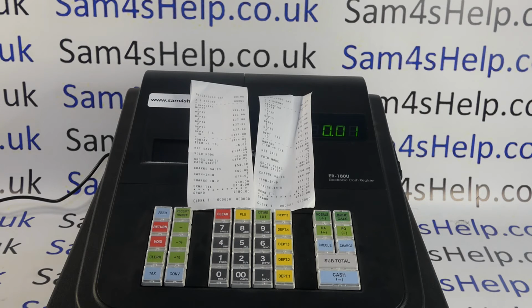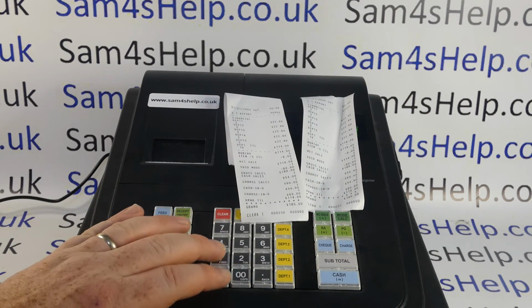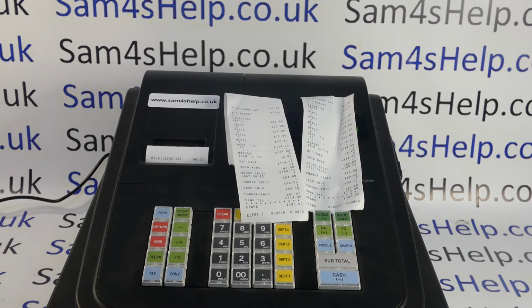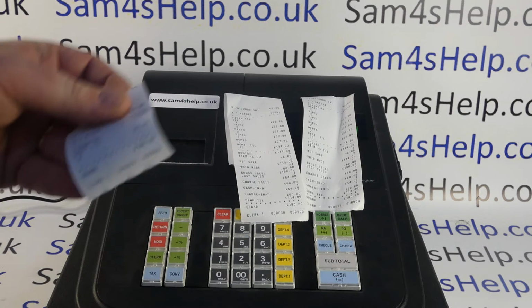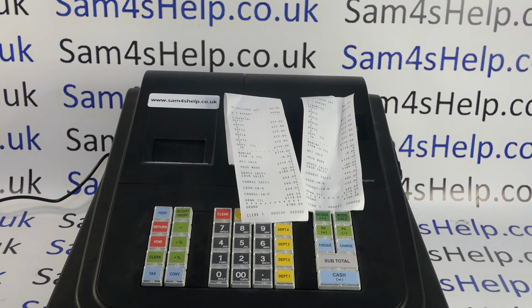Just to prove the point on the Z read resetting, if I now do one subtotal in the reset mode, this will all be at zero apart from the grand total. So you just get a little report printout. So remember, X does not reset. It gives you the same information as the Z, but it just lets the figures consolidate and build up. So in normal practice, you'd be doing X reports during the day and then cashing off with your Z report.